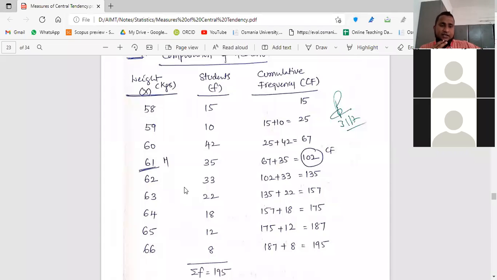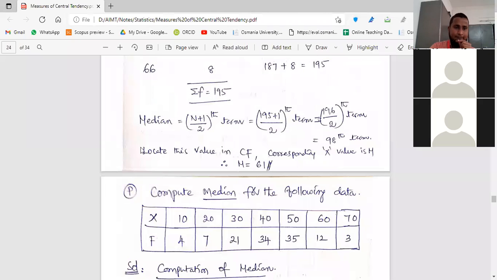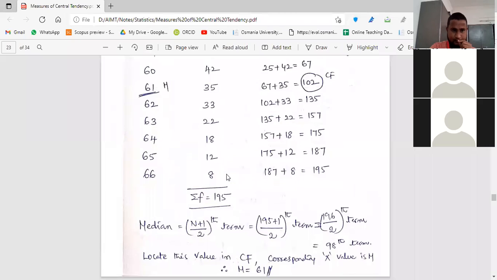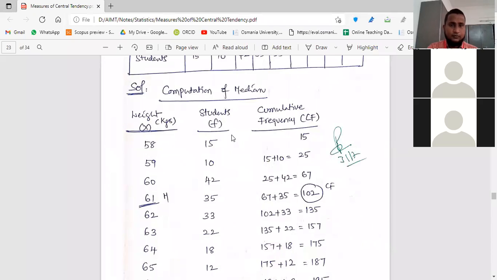So when it is a discrete series, when the data is given in terms of x and f, I mean weight and student frequency, then you have to find out the cumulative frequency, and the formula is (n plus 1) by 2 term. Whatever value you get, you have to locate it in the cumulative frequency, and the corresponding value, not in frequency, it should be the X value. That will become the median. Clear? Yes, sir. Clear.